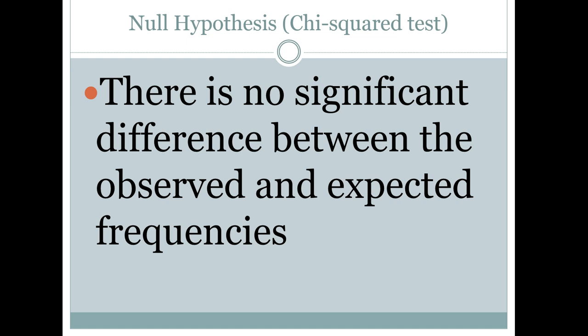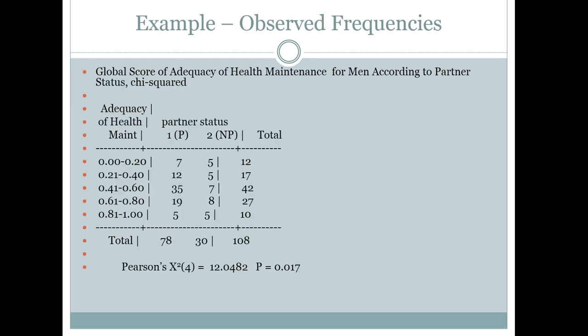So that's why in chi-squared tests, there has to be two outcomes, and then your null hypothesis would be there's no significant difference between the observed and the expected frequency, or otherwise you can also call this outcome. What is your observed outcome and what is your expected outcome? And your null hypothesis would be there's no significant difference between the observed and the expected frequencies or outcomes.